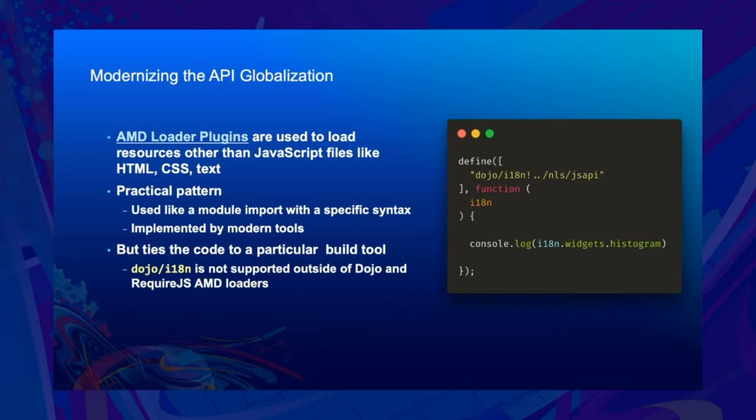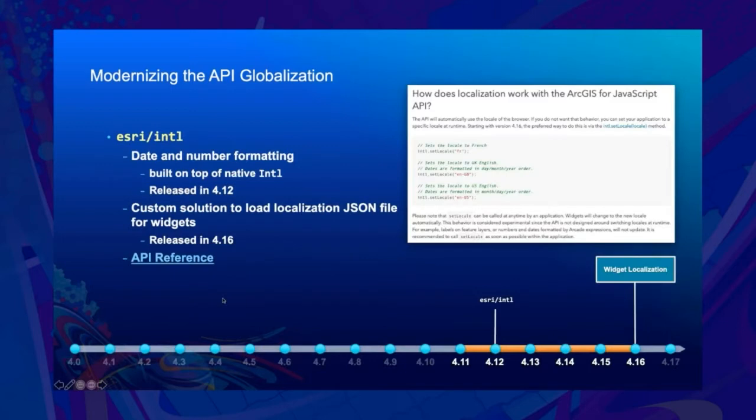But the problem of this specific module syntax is that you depend on a build tool to understand them. And unfortunately, Dojo i18n is not supported outside the Dojo and require.js AMD loaders. So an AMD module written like this would not work with Webpack, for example. And that's why we had to remove it. The replacement is esri/intl. It's used for date and number formatting, which is built on top of the native Intl library that is part of web browsers. And this part was released in 4.12.